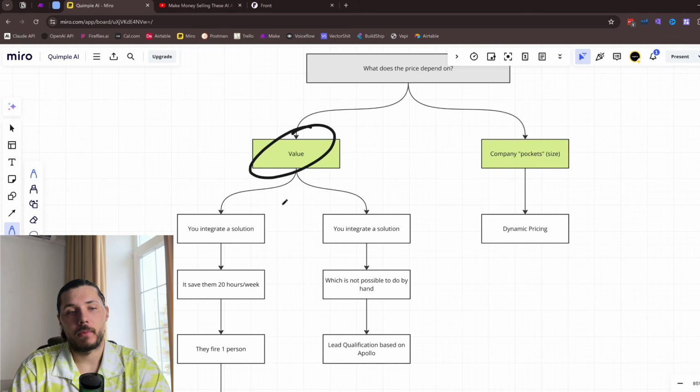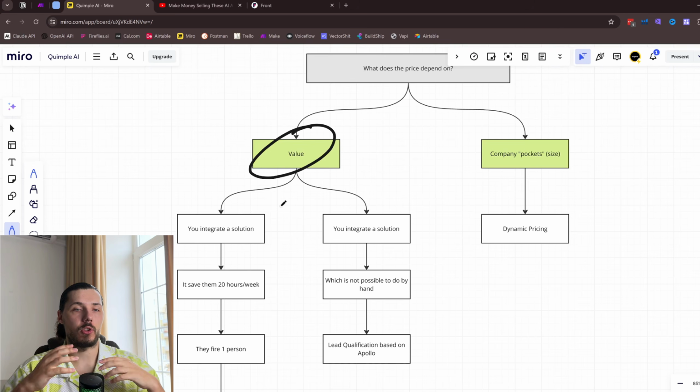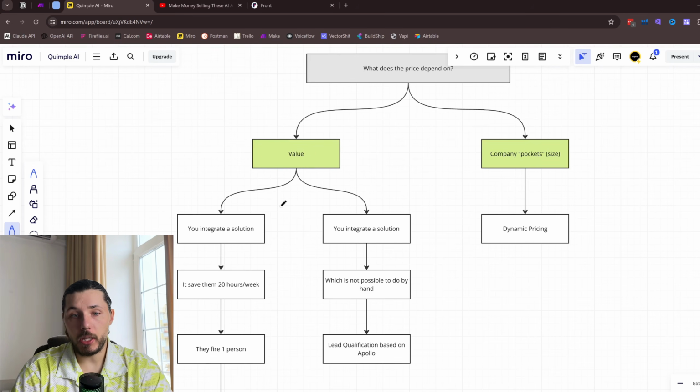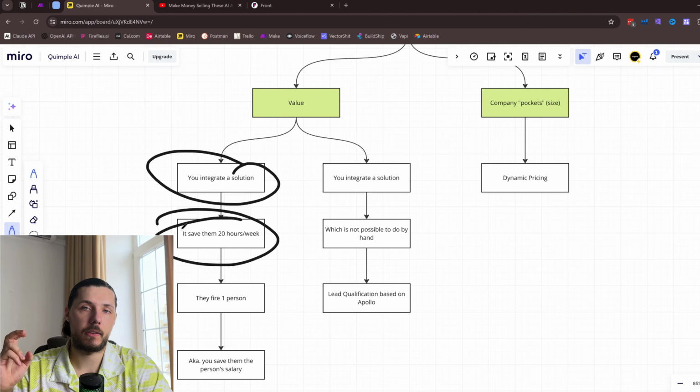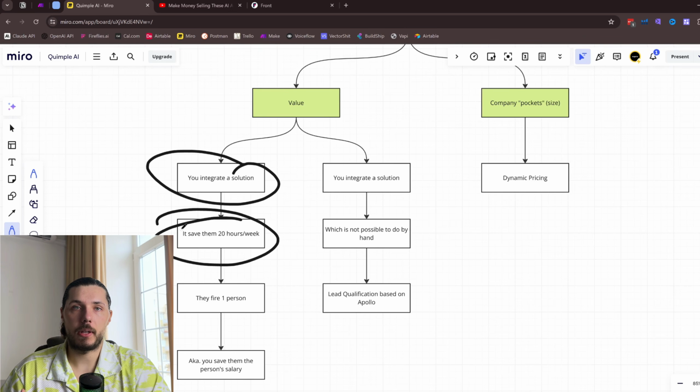Essentially, the value is the actual value that you provide to the business. And you can count this value by essentially integrating the solution. So let's say you save an X amount of hours. I would not suggest you reach out to prospects and businesses and say, hey, we can come and save you 30 hours per day or whatever.